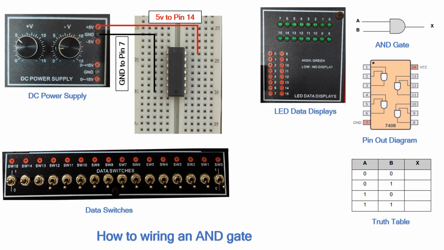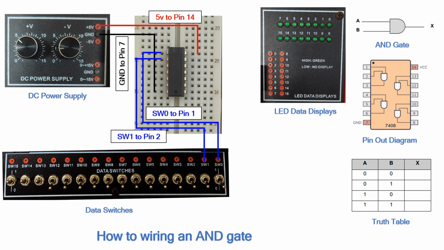From the pinout diagram, we know there are 4 sets of AND gates in the IC 7408 series. For this lesson, we only need 1 AND gate, while for data switches, the trainer provides 15 sets of input, and we only need 2 inputs, so we will choose SW0 and SW1. To connect the input of the circuit, we wire SW0 as input A to IC pin number 1. Next, connect SW1 as input B to IC pin number 2.